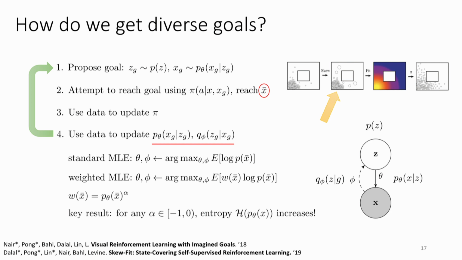So if you reach the goal perfectly and you weight by 1 over p of x, then you will, in the infinite sample limit, get to the uniform distribution in a single iteration. But in practice, that usually doesn't work. So you use a slightly gentler exponent and also allow yourself to not reach the goal perfectly. So that's kind of interesting. Now we have a way to increase the entropy of our goal distribution.